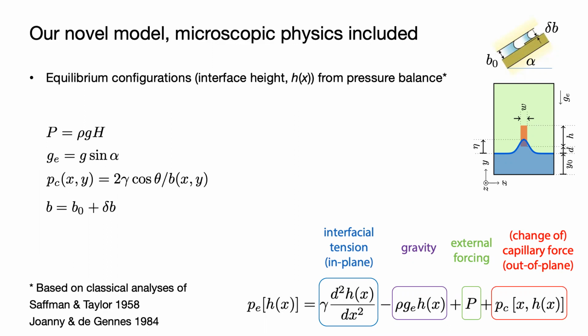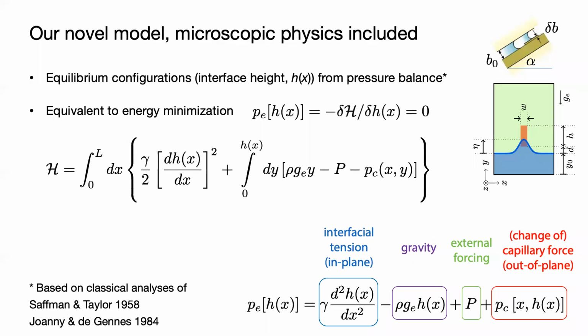We're thinking of solving the equilibrium configuration, so starting from one configuration, changing P, changing the external reservoir height, and then solving for the next equilibrium static configuration. And this is equivalent to energy minimization, so we can write the Hamiltonian for this system, again these four terms, and then take the derivative and find the local minima of this Hamiltonian by finding the zero.